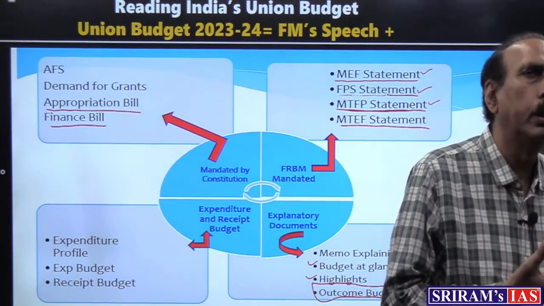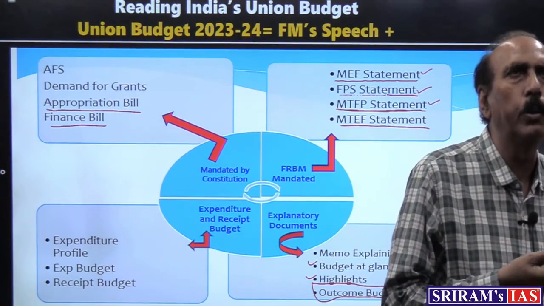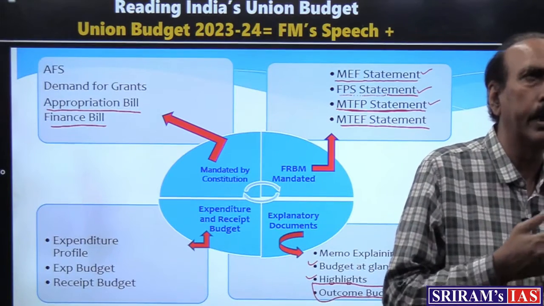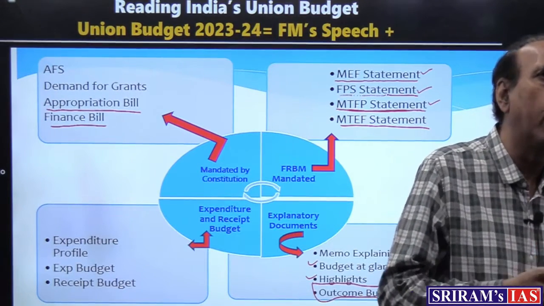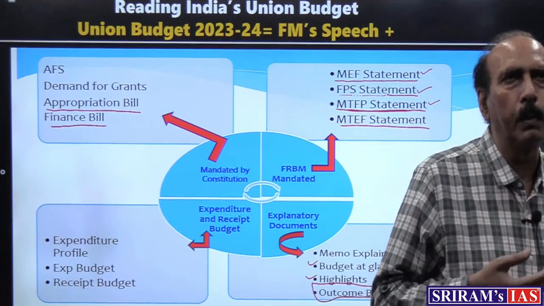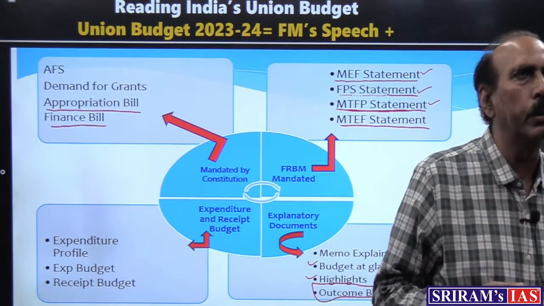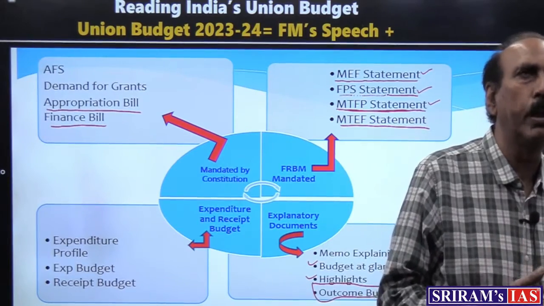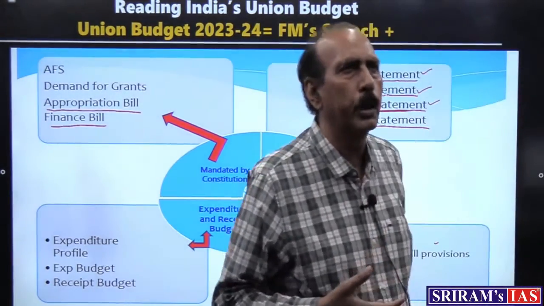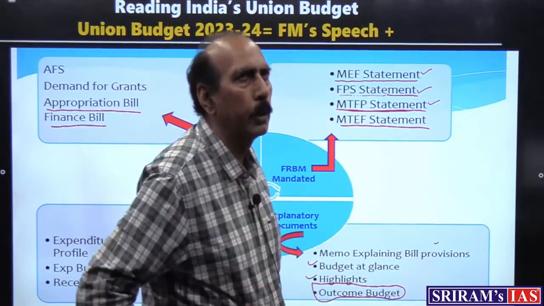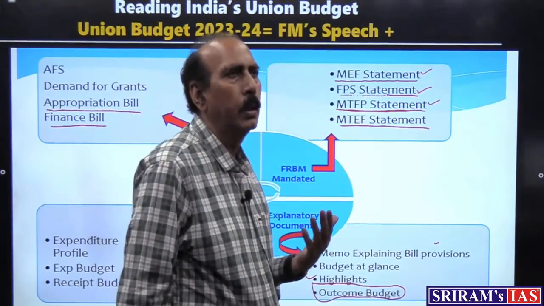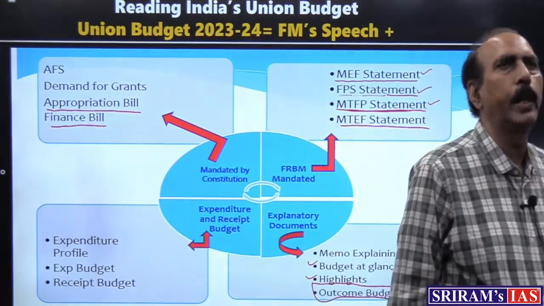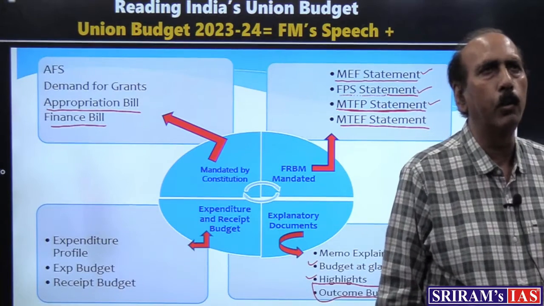The vote on account is required when the budget is not approved by the parliament. To correct that situation, we preponed the presentation of the budget in the parliament. Now the budget is presented on the 1st February, so that we have a full 2 months, February and March, to approve the budget before 31st. And this is what has been happening for many years, that the budget is approved finally before 31st, so that no vote on account is required.